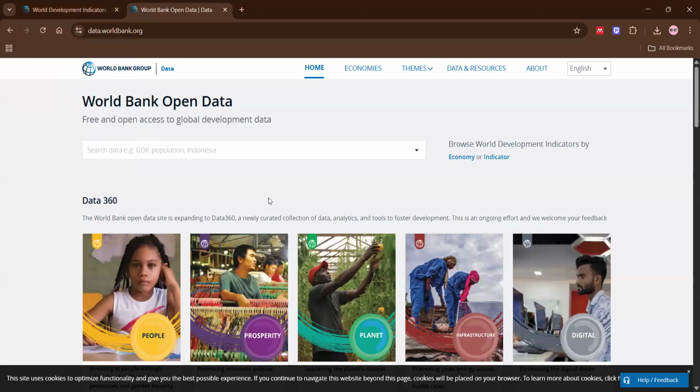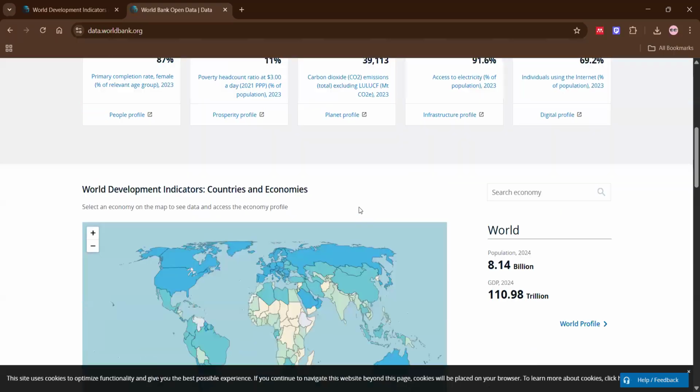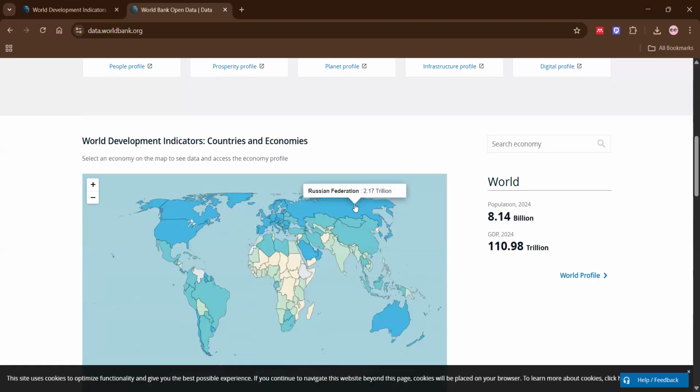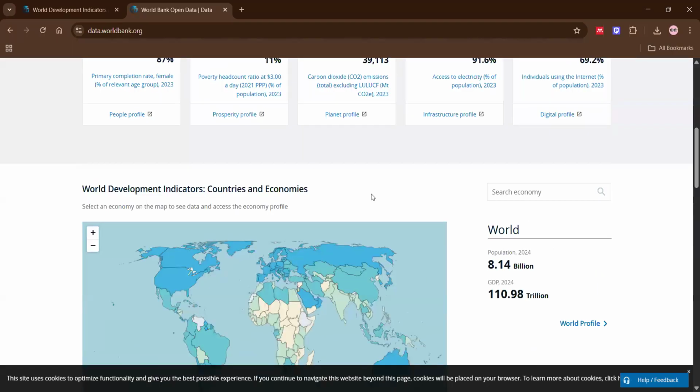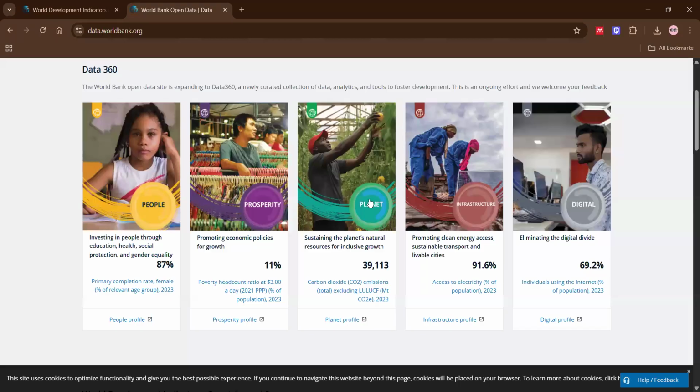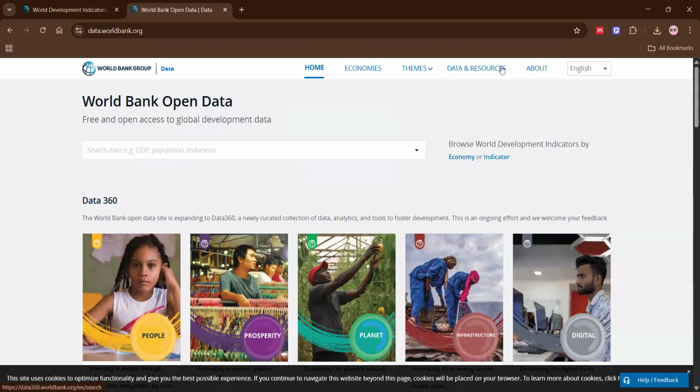This is an open database for all fields. No matter your area, you can get a data here. It contains surveys and also country level data. So we can see data and resources here at the top. Data and resources at the top. You can open it.